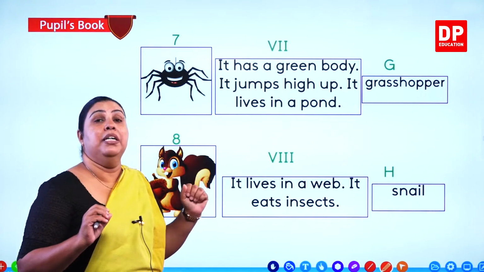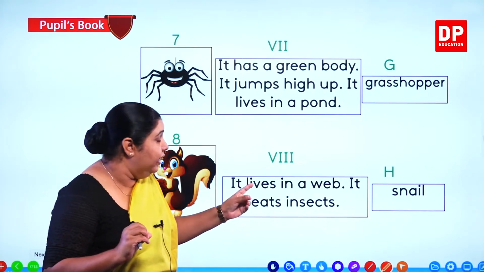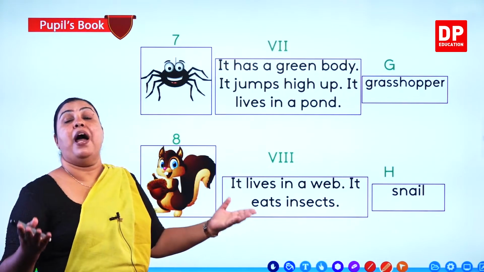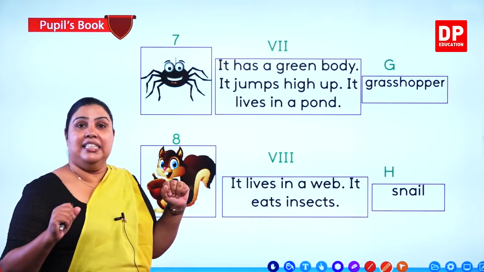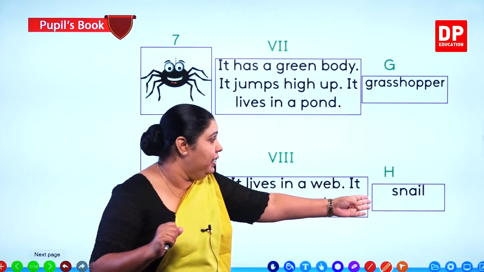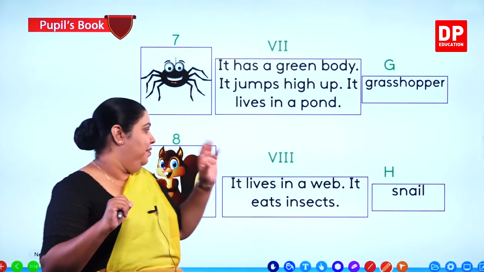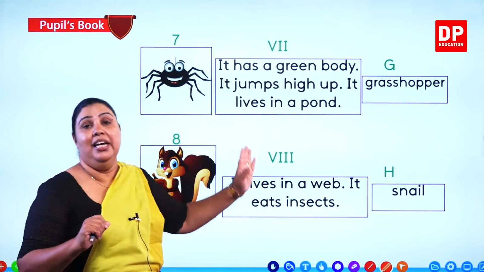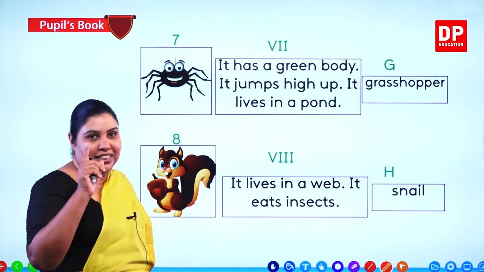Now, who is the little animal who lives in a web? It is the spider. The spider lives in a web and it eats insects. Then what is the name here? Snail. Okay, we have the names separately. We have the picture separately and the description separately. We will put them all together later.